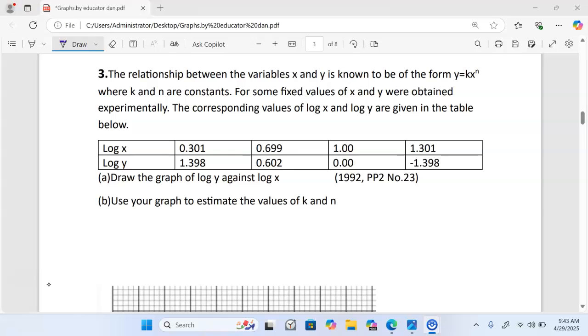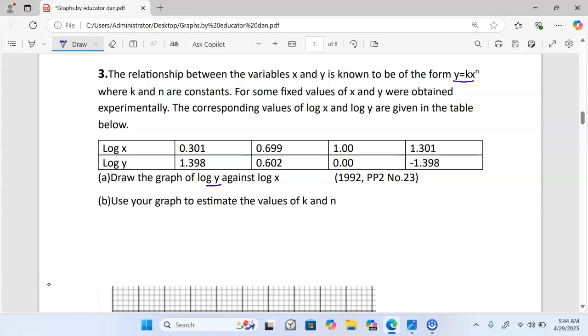We are presenting a question that was done in KCSE 1992 paper 2 number 23. The question reads, the relationship between the variables x and y is known to be of the form y is equal to k x power n. This is a nonlinear function where k and n are constants. For some fixed values of x and y were obtained experimentally. The corresponding values of log x and log y are given in the table below. We have log x and log y. Draw the graph of log y against log x.